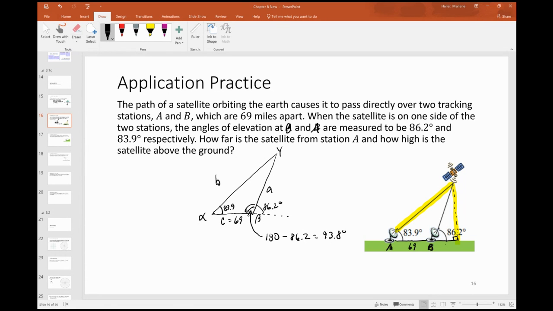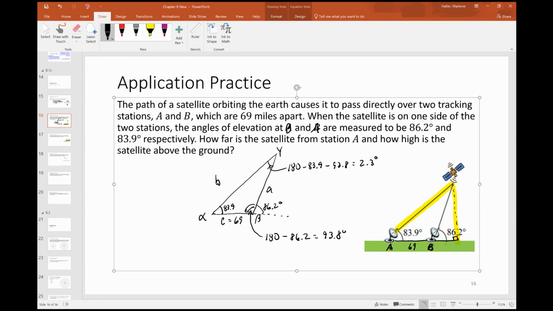So I could find this third angle up here, gamma, and use the law of sines. Let's find out what that angle is. Since the interior angles of a triangle always add to 180 degrees, I can say that gamma is 180 minus the given angle, 83.9, minus that other angle we just found, 93.8, and that is 2.3 degrees. All right, now we know all the angles, so it won't be that hard to find B and A.